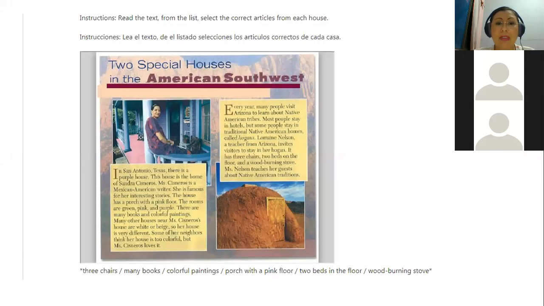The second house is, it says, every year many people visit Arizona to learn about Native American tribes. Most people stay in hotels, but some people stay in traditional Native American homes called hogans. Lorraine Nelson, a teacher from Arizona, invites visitors to stay in her hogan. It has three chairs, two beds on the floor, and a wood-burning stove. Wood-burning stove is for making the fire, but in a very traditional way. Mrs. Nelson teaches her guests about Native American traditions. So those are the two special houses we have here in the reading.